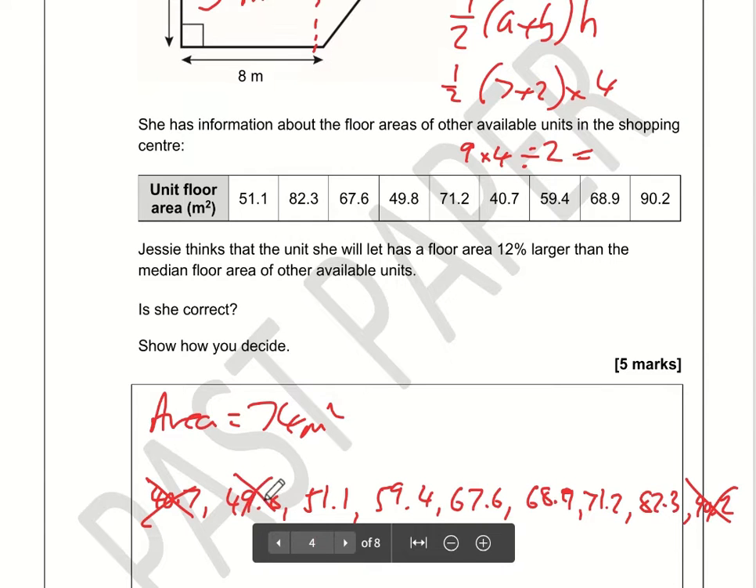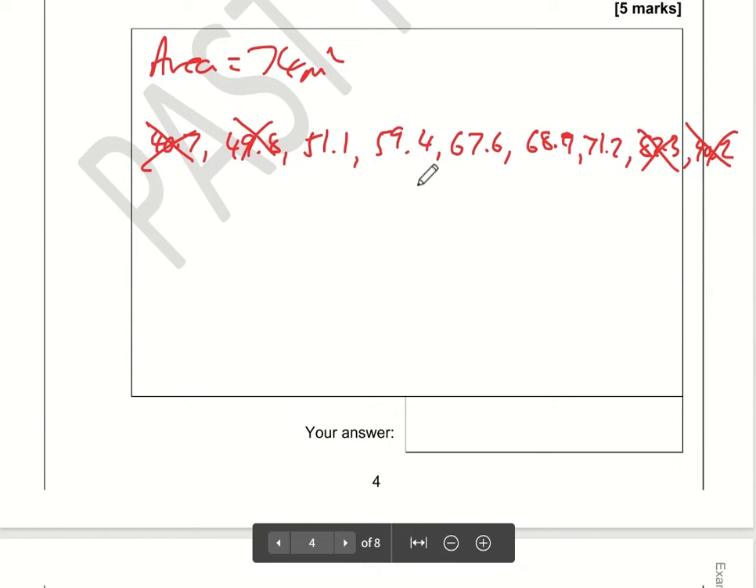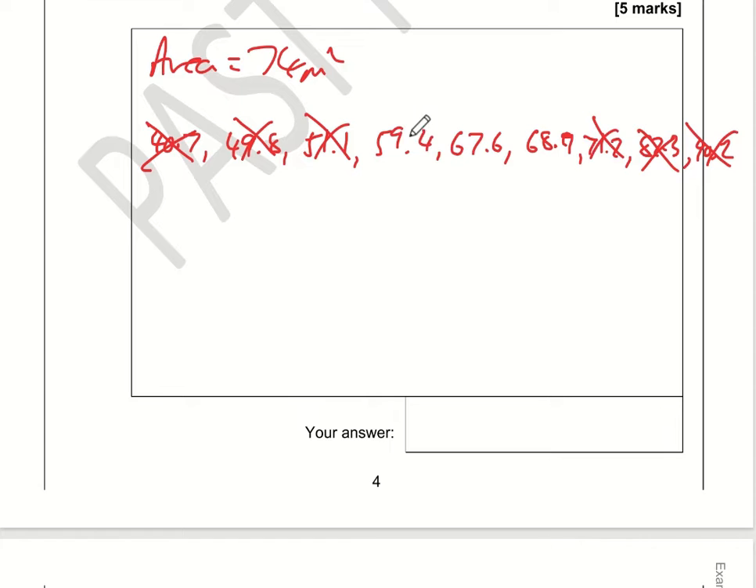Now to locate the one in the middle, I'm going to chop one off each end. I'm going to keep going until I expose 1 or possibly 2 in the middle. Here it's 1 in the middle because I've got an odd number of values. So the median is 67.6 square meters.